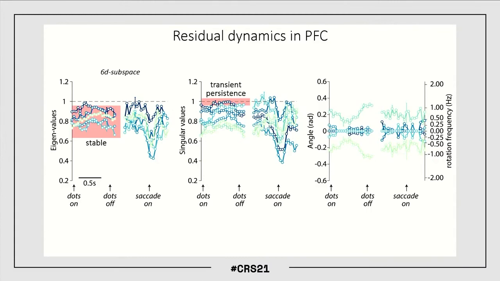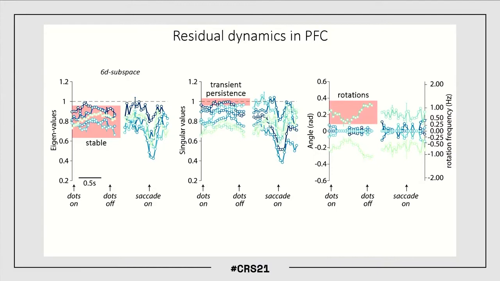And we can also look at other properties. This I didn't show you in the models. Some of these eigenvalues are complex, right? So you can look at the angle that they span with the real axis, which tells you about rotational dynamics. And you can look at the rotation frequency. And here there are some interesting observations that we didn't expect.